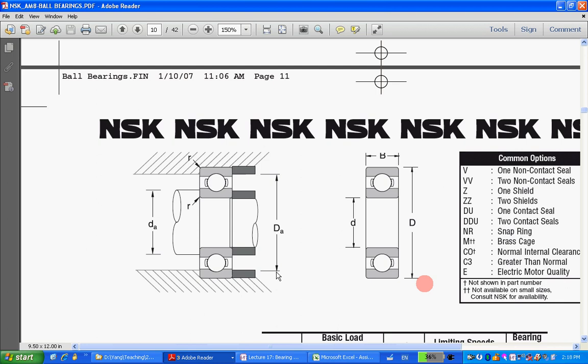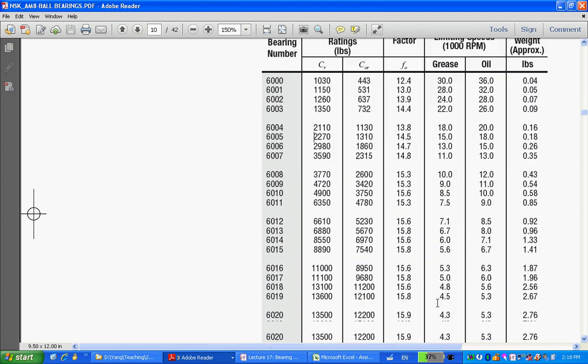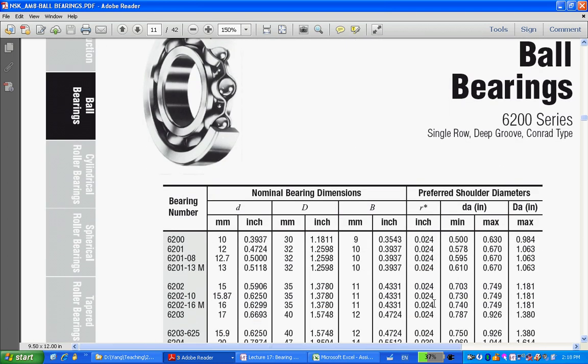Those numbers are good when you do your CAD modeling or when you design your step shaft. So that basically suggests what the height of the step shaft should be where the bearing sits. Is that good? So this da here, where are they? They're here, right? Generally, different catalogs use different names, but they should list these numbers here. So that's the fillet radius, okay?